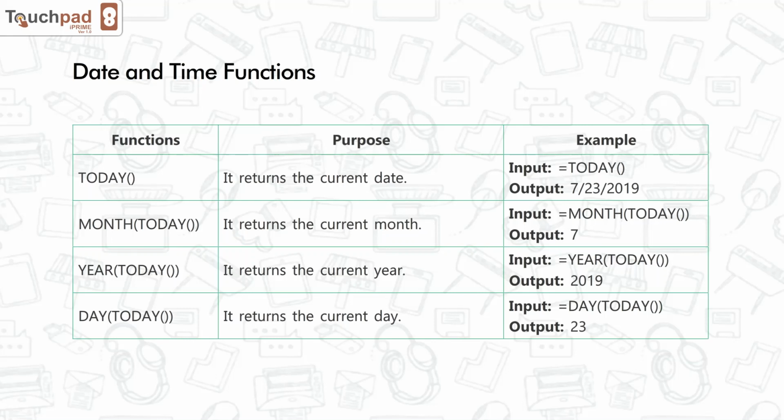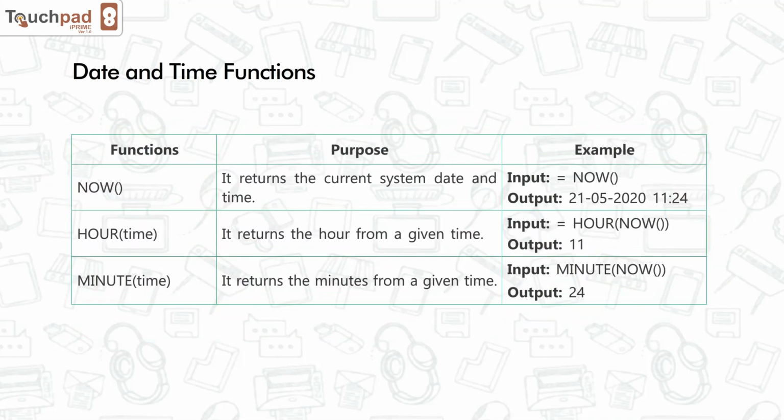It returns the current day. Input: =DAY(TODAY()). Output: 23. NOW(). It returns the current system date and time. Input: =NOW(). Output: 21/05/2020 11:24. HOUR(time).